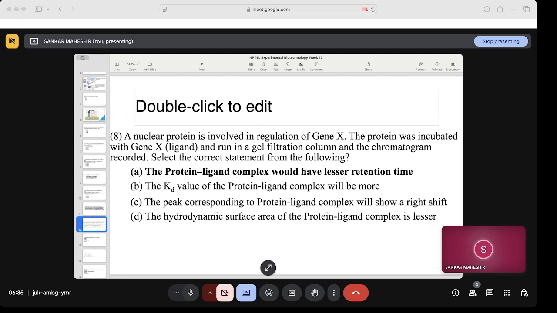So option C, which says the peak corresponding to the protein-ligand complex will show a right shift, is wrong, because that will be on the extreme left. That will be the highest molecular weight. That will be on the extreme left.